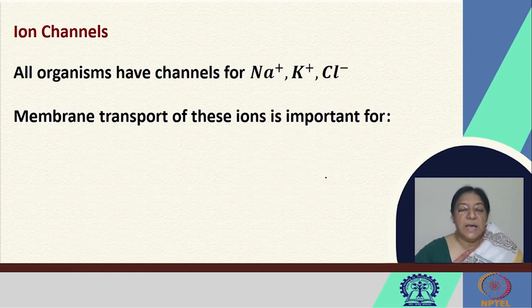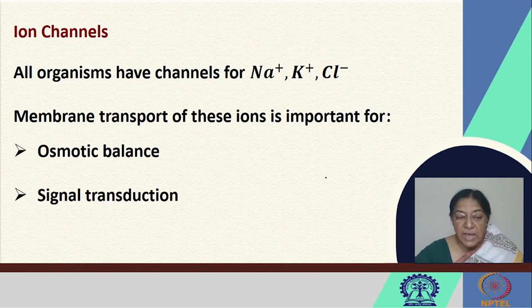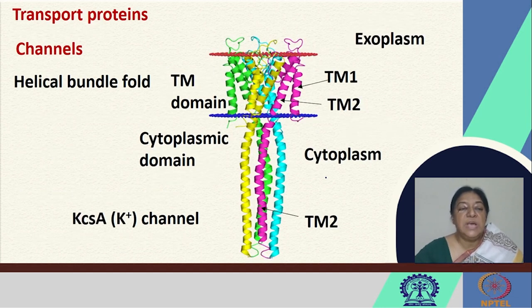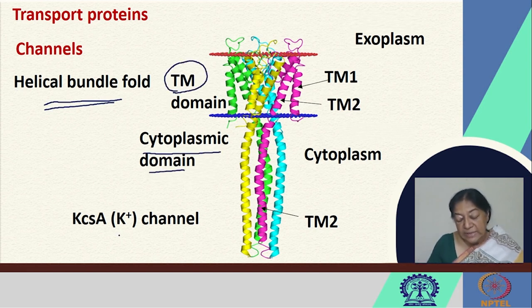If we look at these ion channels, all of these organisms have channels for sodium, potassium, and chloride ions, and the membrane transport of these ions is very important to maintain the osmotic balance, for signal transduction, and for the specific membrane potential, to maintain the resting membrane potential of the membrane. For these transport proteins, for example, we have a helical bundle fold, this being the transmembrane domain. We also have a cytoplasmic domain in this specific example of the K plus channel, where we have the exoplasm and the cytoplasm here.